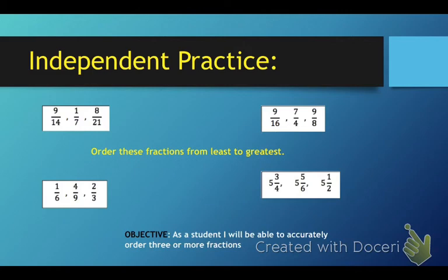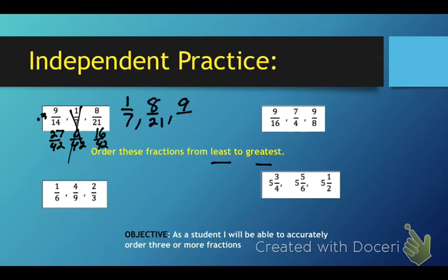This one should have been, the common denominator happened to be 42, so it should have been over 42, over 42, and over 42. This one you multiplied by 3, which is 27. This one by 6, which is 6. And this one by 2, which is 16. We are ordering all of these from least to greatest. So the first one was 1/7. Second one was 8/21. And the last one is 9/14. Ladies and gentlemen, that's answer number 1.